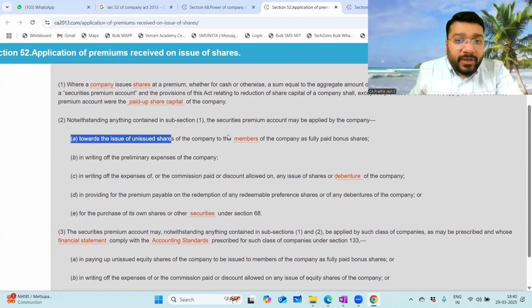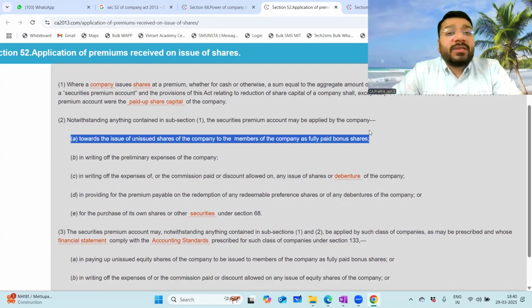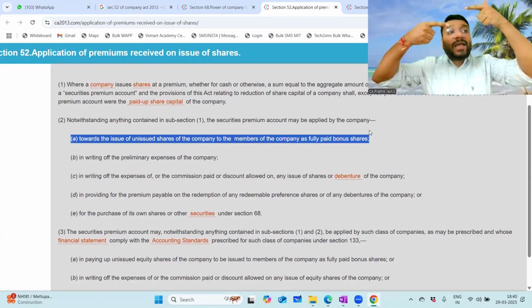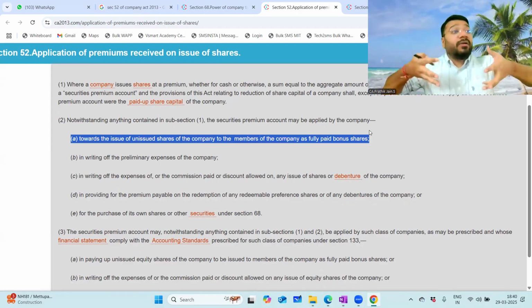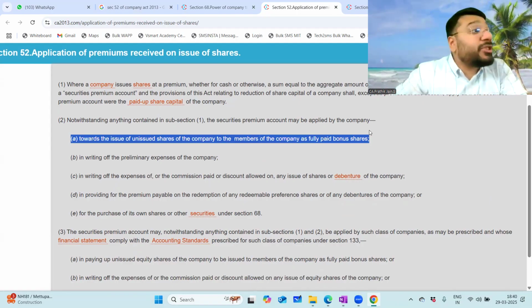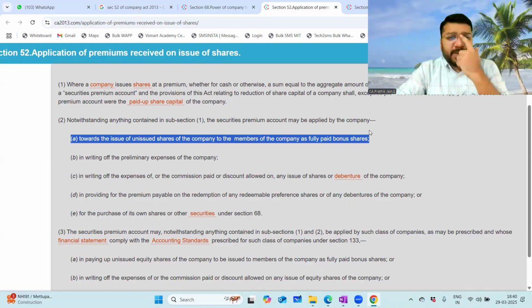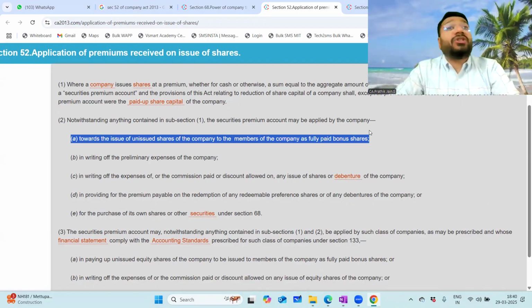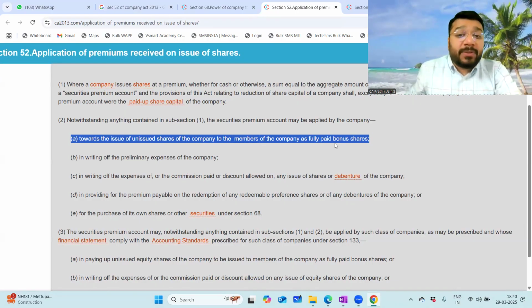This is point number A, if you can see. The security premium that you have collected, how does the security premium come into the picture? When you issued the shares at premium, bank account debit to equity share capital and security premium. So that money you've got has limited application and utilization. So the first purpose is what? Towards the issue of fully paid bonus shares. Any fully paid bonus share. For the purpose of fully paid bonus shares, you can use this amount.